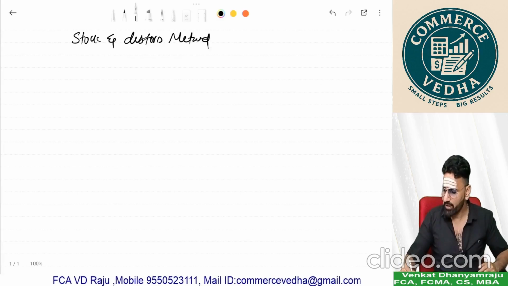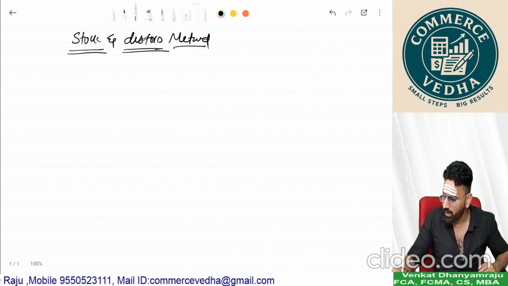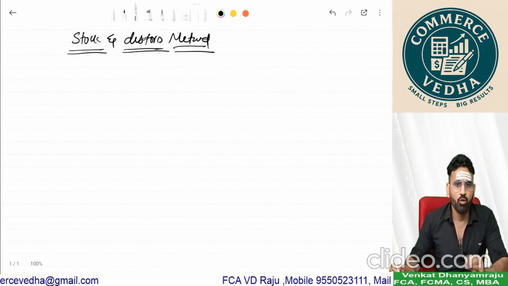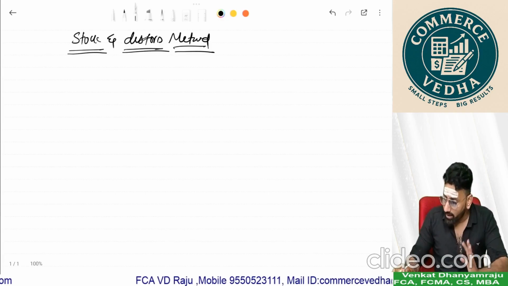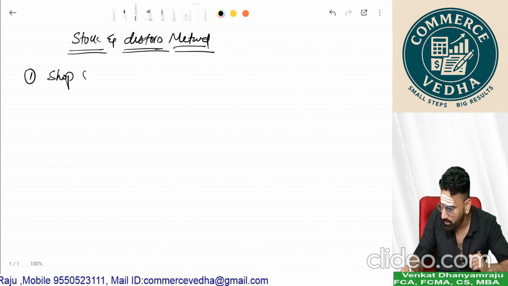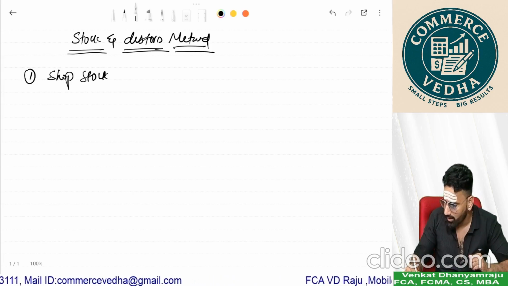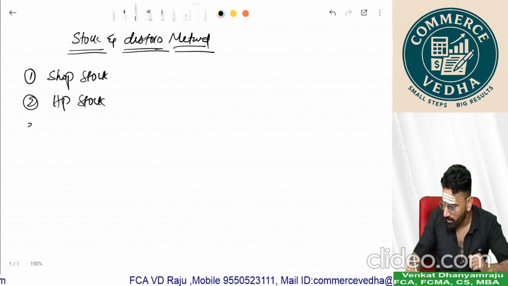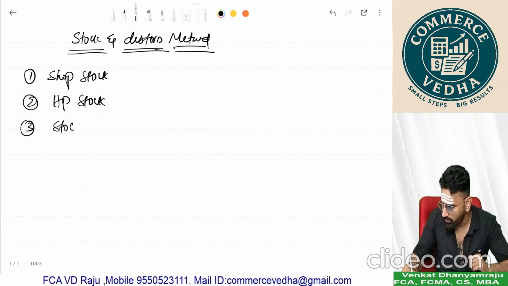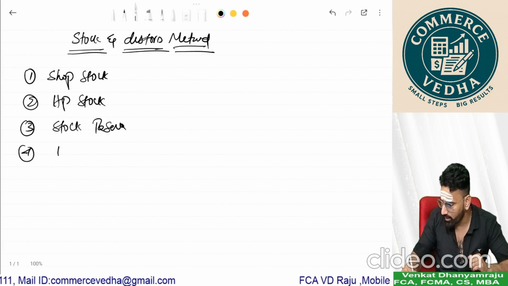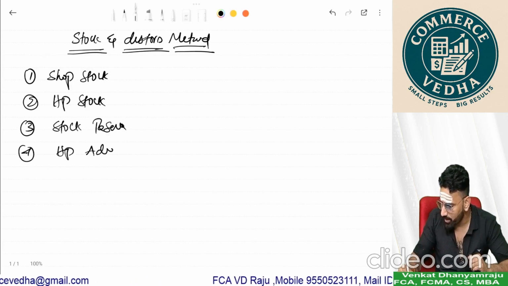In the previous method, we prepared only one main account called HP trading account. All other working notes were memorandum accounts. But now in this method, we should prepare many accounts. Number one account is shop stock. Number two account is hire purchase stock. Number three account is stock reserve. Number four account is hire purchase adjustment, the main account.